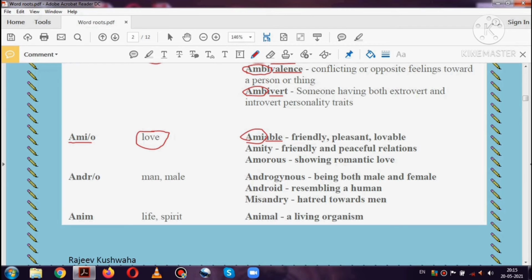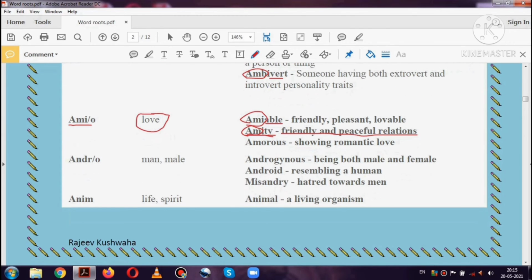The next word is amity. Here ami means love and ty means relations. So amity means friendly and peaceful relations. This word amity is used with nations: any nation having friendly or peaceful relations with other nations. Amity is again asked in the one word substitutions.